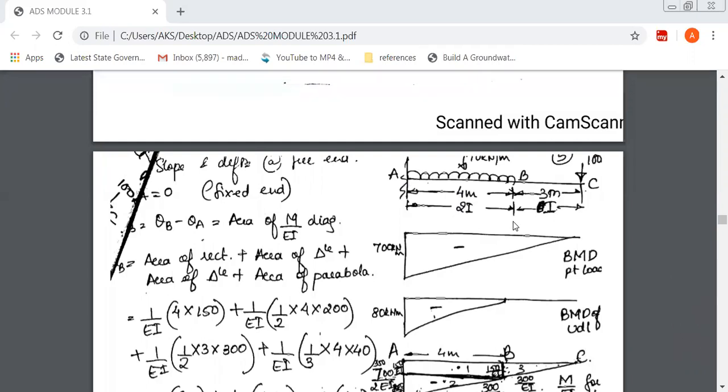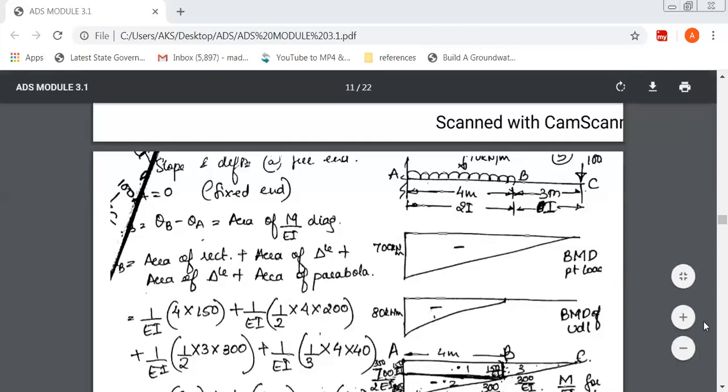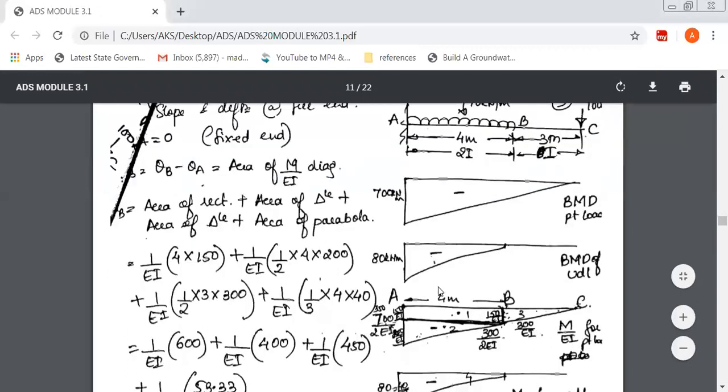The only different thing about this problem is wherever you draw the M over EI diagram. These are the bending moment diagrams due to different types of loads. For the AB span, you have to divide by 2I, and for the BC span, you have to divide by single I. That is the only difference. Rest all is simple, same as the previous problem.